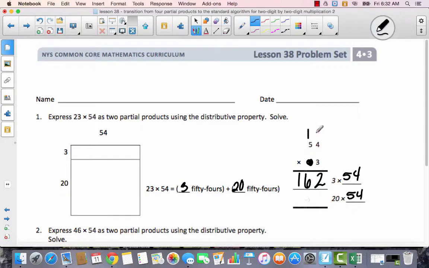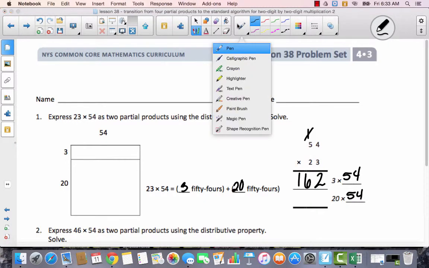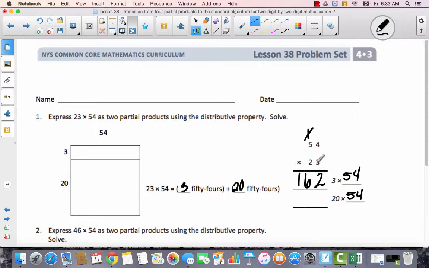Now, I have to go up here and draw a line through this 1 because that 1 is no longer valid. I don't need it anymore. If I leave that 1 there, I'm going to get the next part wrong, because now I'm going to do 54 times 20. So I don't need that 1 anymore. So remember, we're pretending that this 3 is a 0. So I'm going to do 54 times 20.